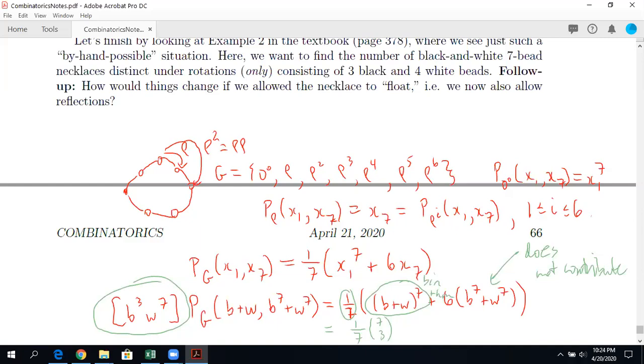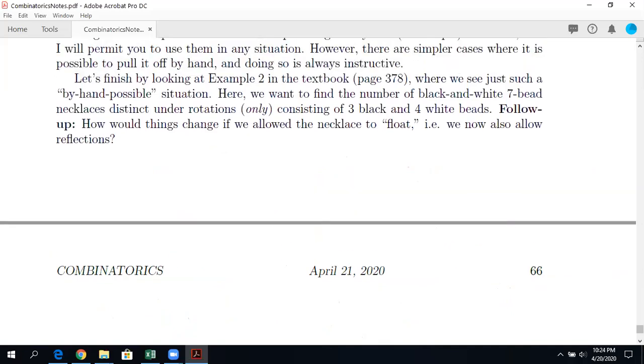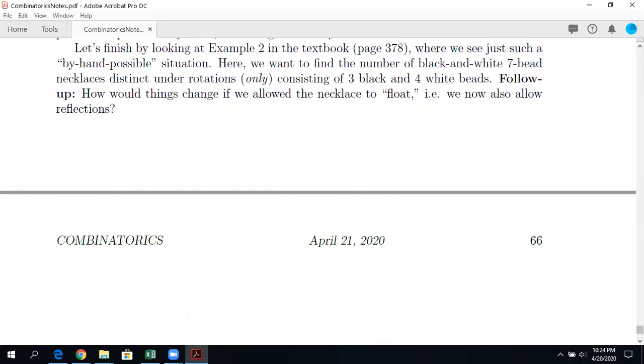All right, so it's 1/7 times 7 choose 3. And I ask an additional question here, a little follow-up. I say, how would things change if we allowed the necklace to flip? That is, we allowed it to reflect also, okay?